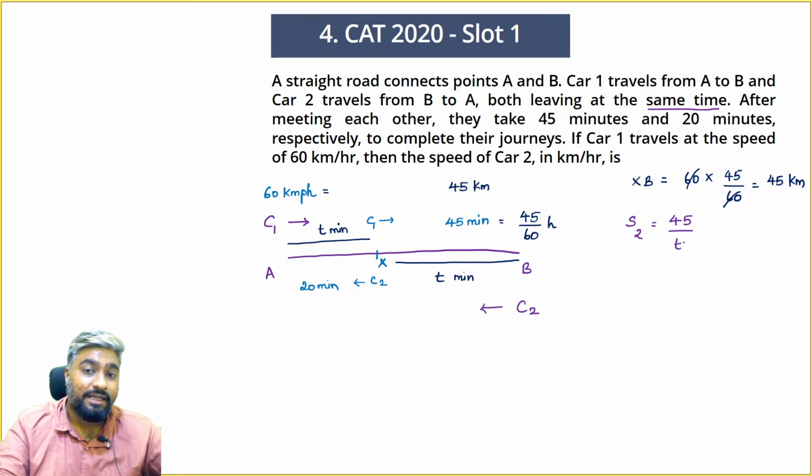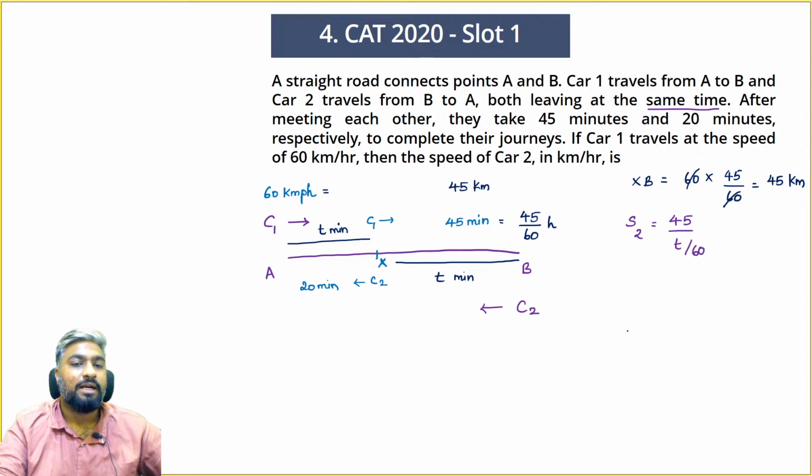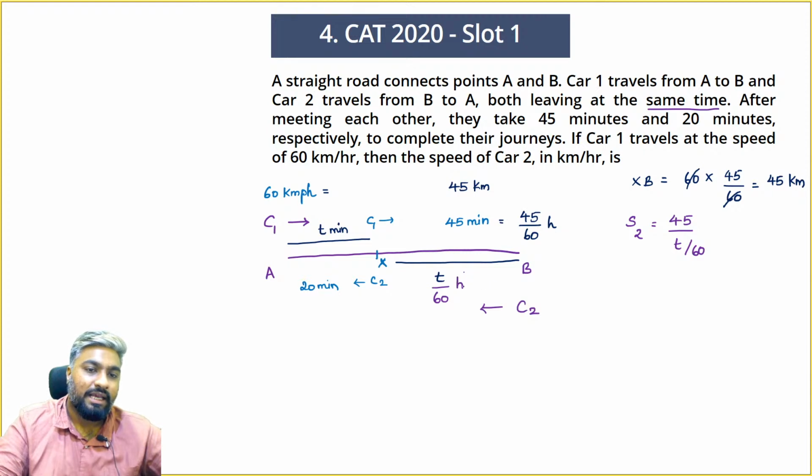But remember, t is in minutes, so we need to convert it into hours. T minutes is t by 60 hours. Clear? We're writing everything in hours to make it easy for us. T by 60 hours, 20 by 60 hours, writing everything in hours so that we don't get confused.